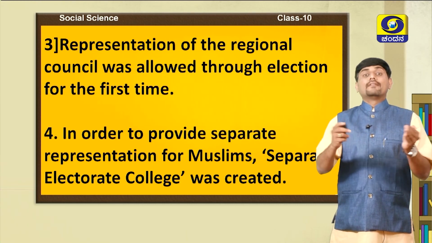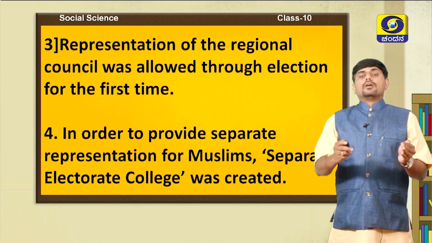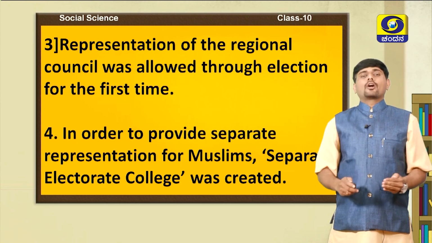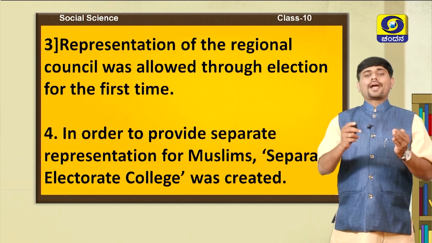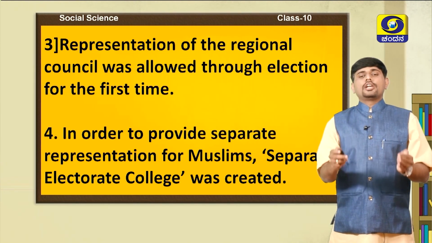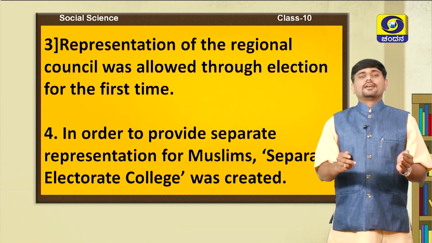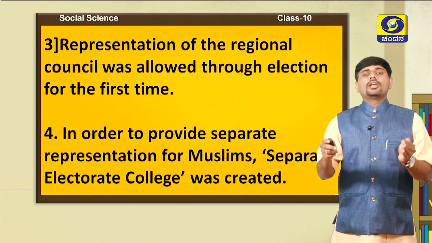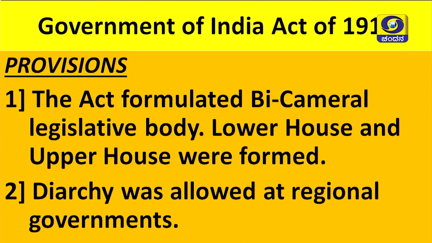The great development in this time, children: regional councils were represented through election for the first time according to the Act of 1909. Also, in order to provide separate representation for Muslims, a separate electoral college was created. For the Muslims, for the first time, a separate electoral college was created. It means separate electorates were reserved for the Muslims for the first time in the electioneering process of India.